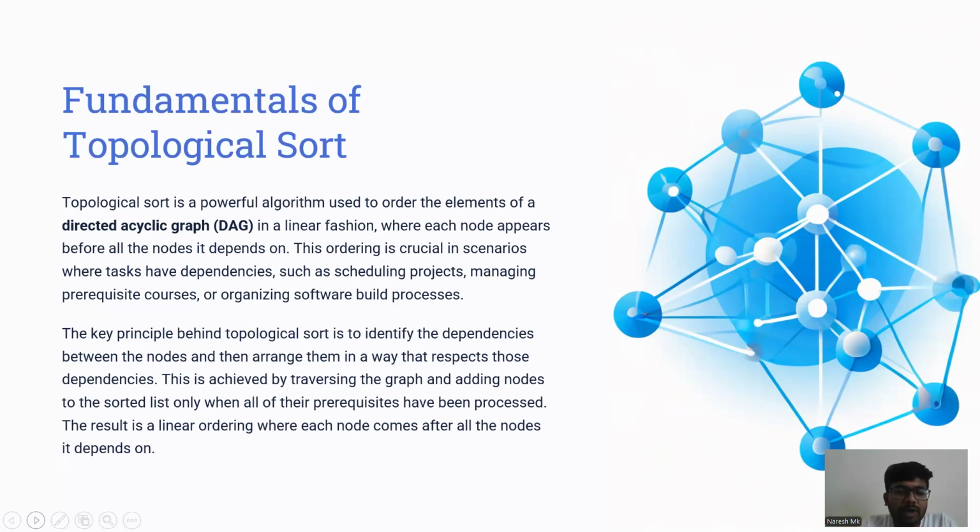The key principle behind topological sort is to identify the dependencies between the nodes and then arrange them in a way that respects those dependencies. This is achieved by traversing the graph and adding nodes to the sorted list only when all their prerequisites have been processed, and the result is a linear ordering where each node comes after all the nodes it depends on.